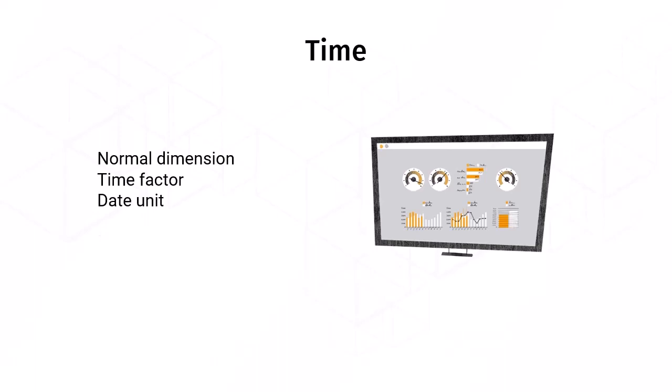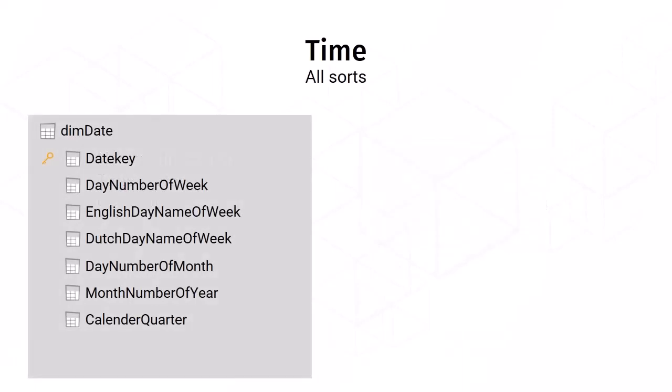Okay, what does that look like? Here we have a dimension table with a date, also called dim date, dim time, or dim calendar. At the top, you will see a key with a date key. That is the key used to link each line from the fact table to a date in the date table.